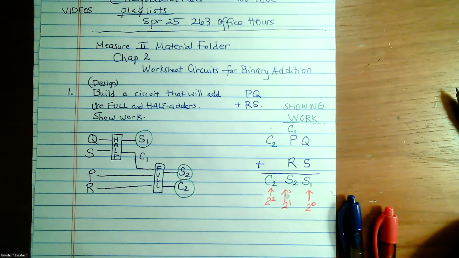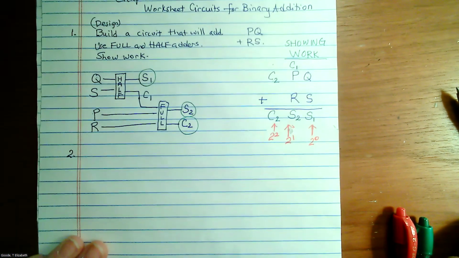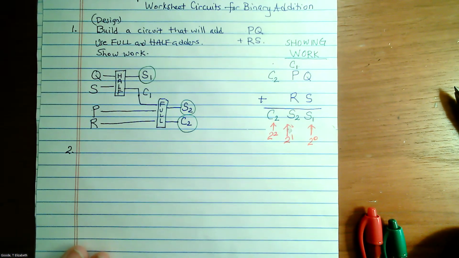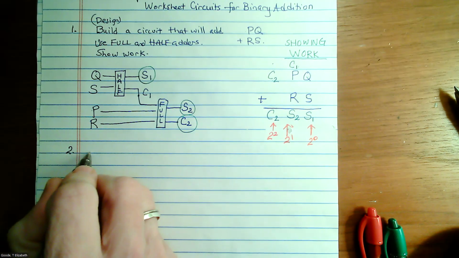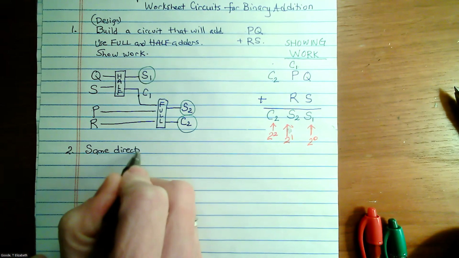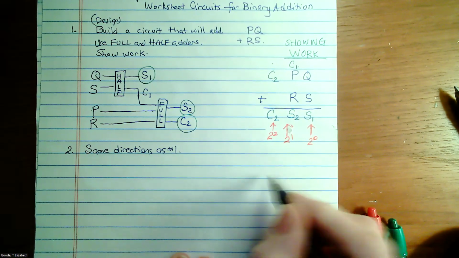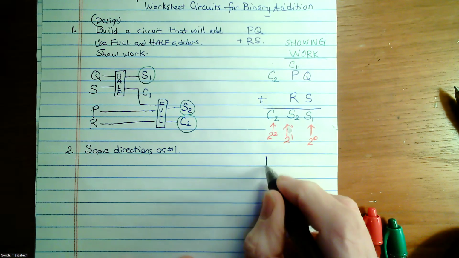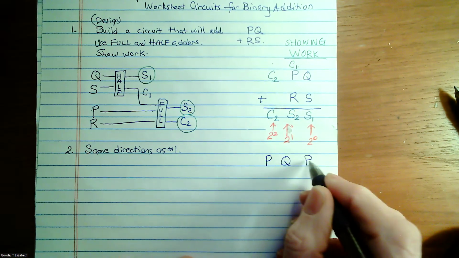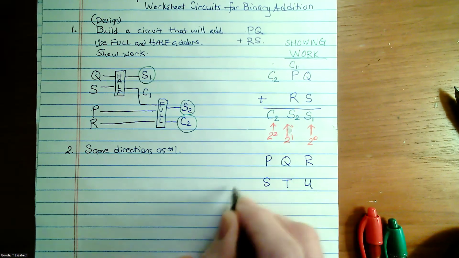All right, so now let's look at the next one. Now, I think I gave y'all kind of an interesting problem at the end of class, too. More interesting than either of these. We can do that one, too. But the next one is to add, same directions as number 1. And I'll just go ahead and write it over here. We're going to add P, Q, R plus S, T, U.